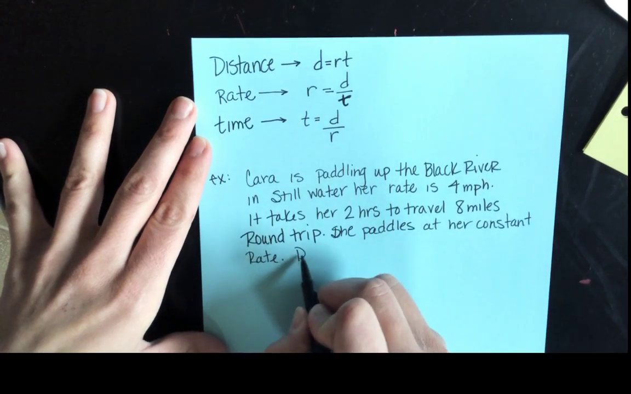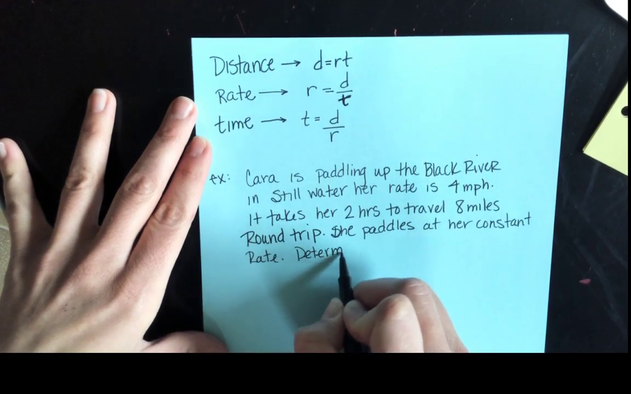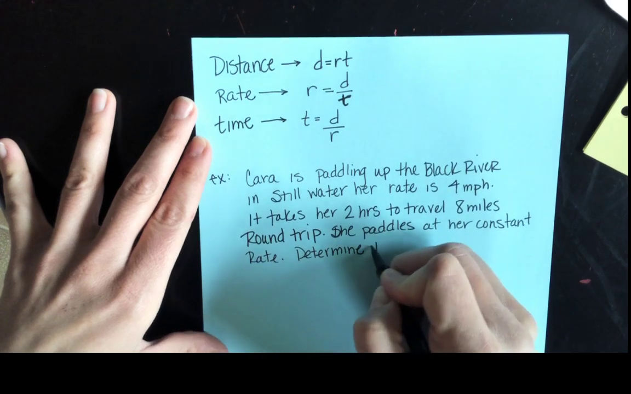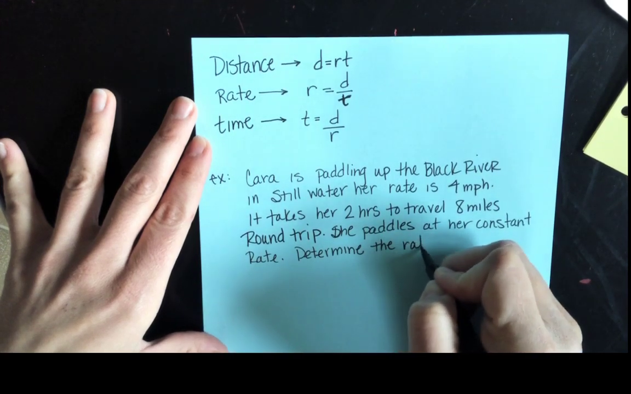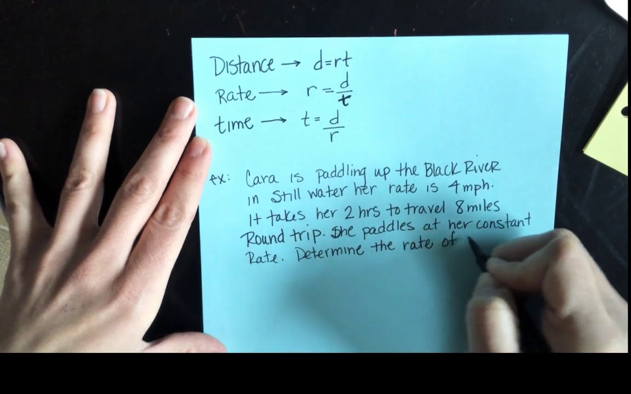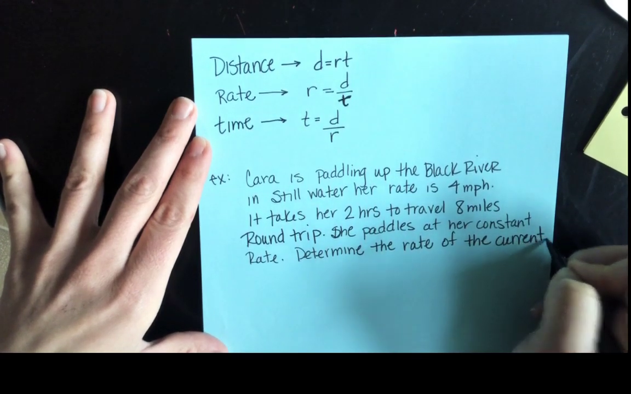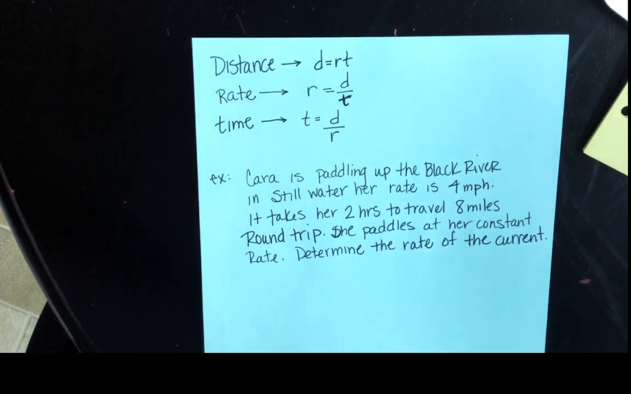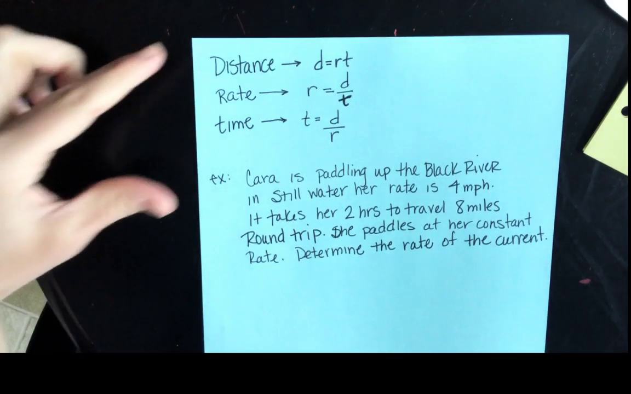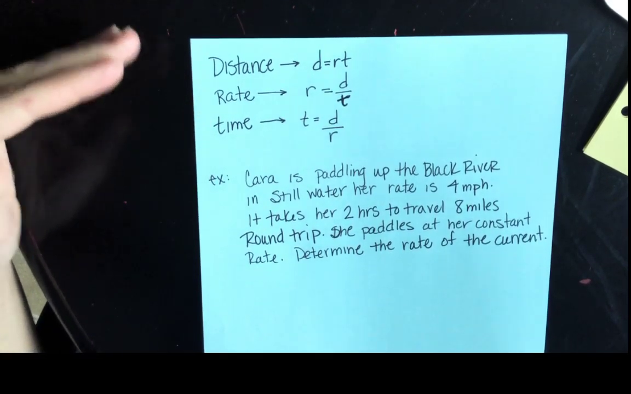We want to determine the rate of the current. So now we don't care about her rate. We want to know what's going on with the water. So a couple things we have to decipher here, because we're still using distance, rate, and time.